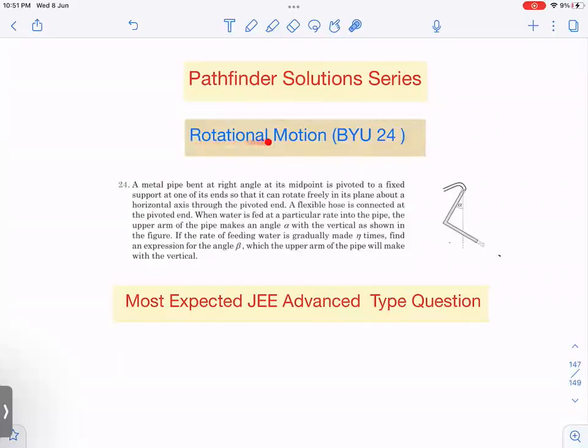This is rotational motion. Build up your understanding. Question 24 from the book Pathfinder. So let us see what is the question.